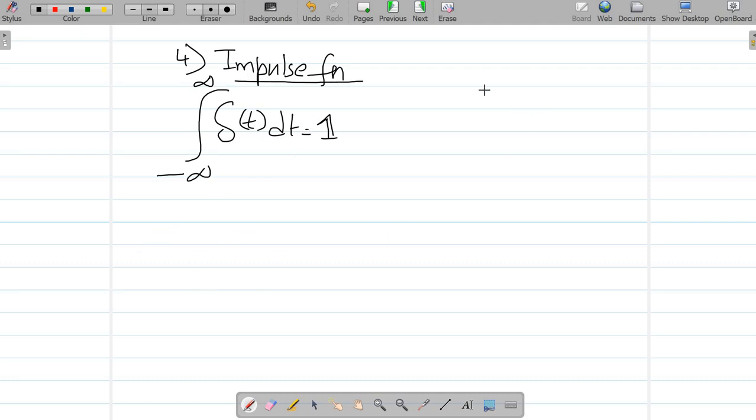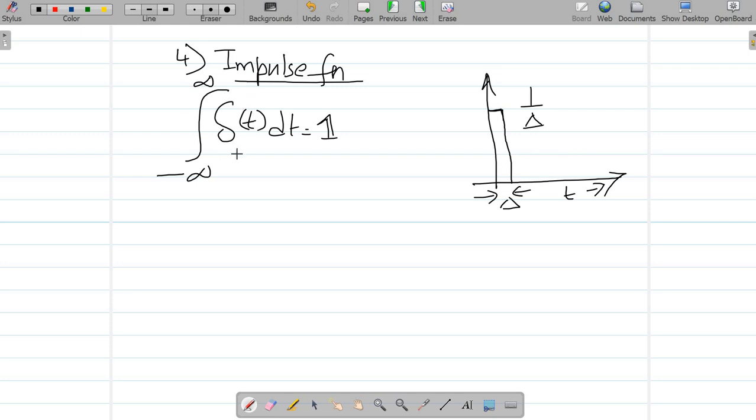The way we represent an impulse graphically is as a kind of rectangular spike. This is the time axis. The small interval of time, let us call it delta, and the amplitude is 1 by delta. So when you multiply these two, you get 1.